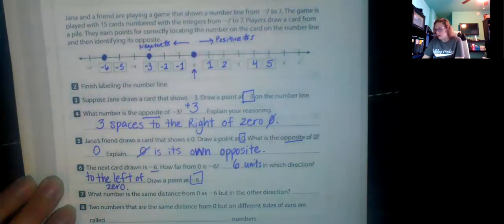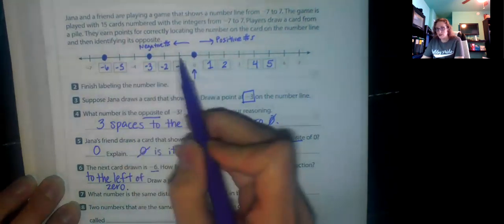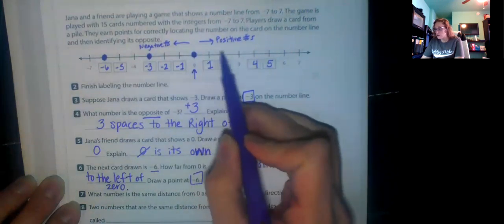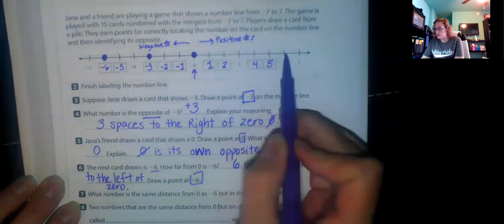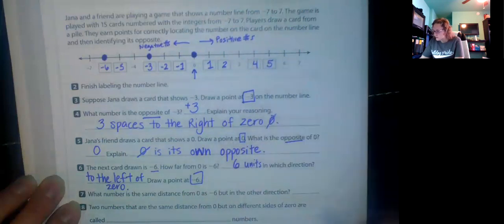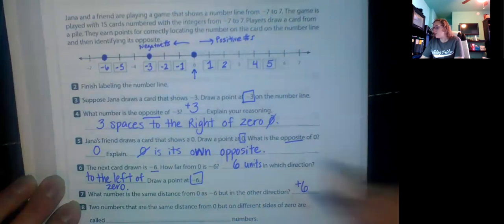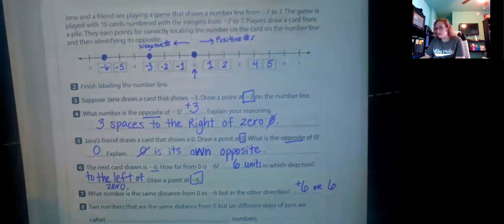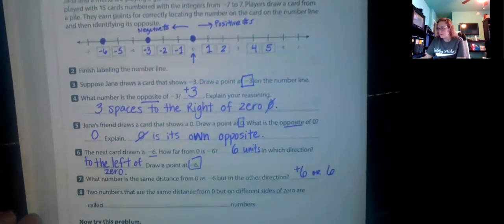Here we go. What number is the same distance from 0 to -6, but in the other direction? So remember, we went from 0 to -6, and we went 6 units. So now we're going to go the other direction. 1, 2, 3, 4, 5, 6. So now we're at positive 6. And remember, you don't have to put the positive sign. It can just be 6 all by itself. Okay? The only time you definitely need to put your sign is if it's negative.